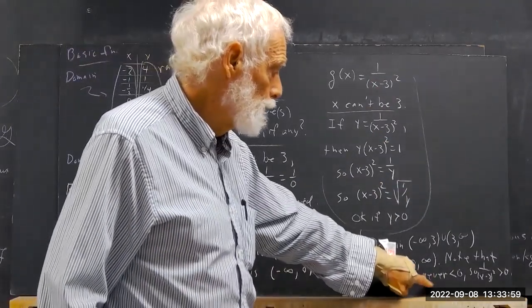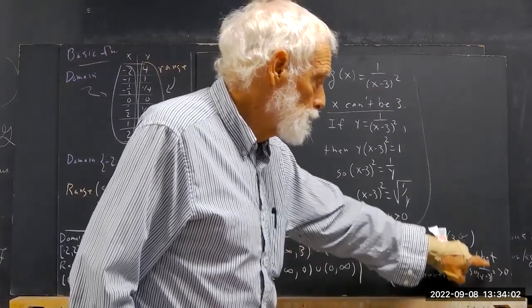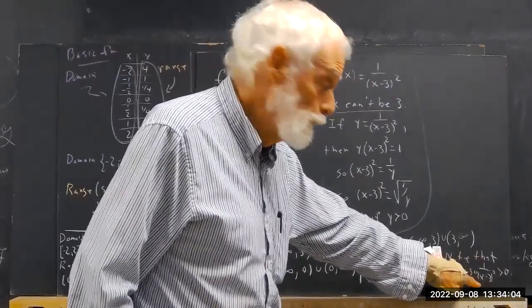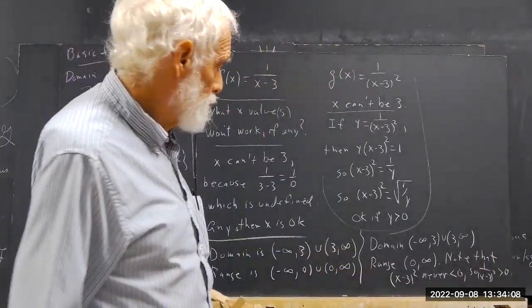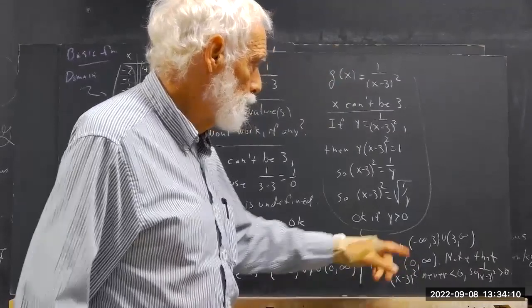So (x − 3)² is never less than 0. So the reciprocal of (x − 3)², if you can read that, is always greater than 0. In other words, always positive. So there's your range.